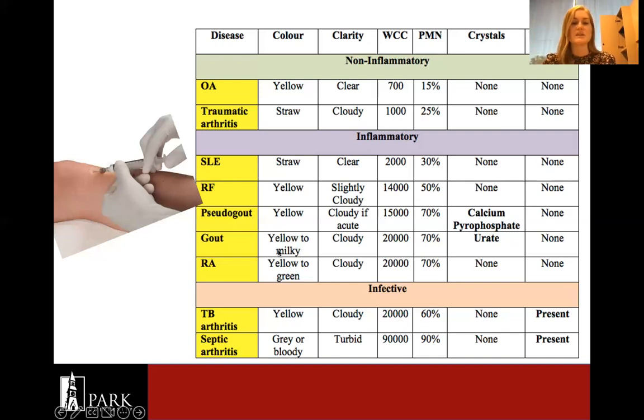If it's yellow or milky, you could have something called gout, which is a type of inflammatory arthritis. Or if it's yellow to green, you could have rheumatoid arthritis.